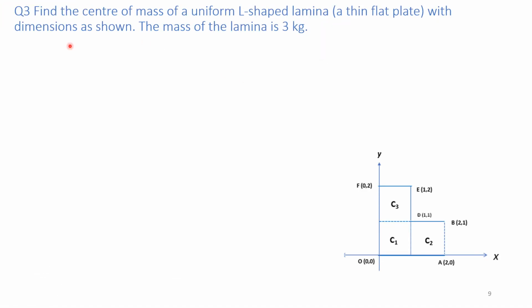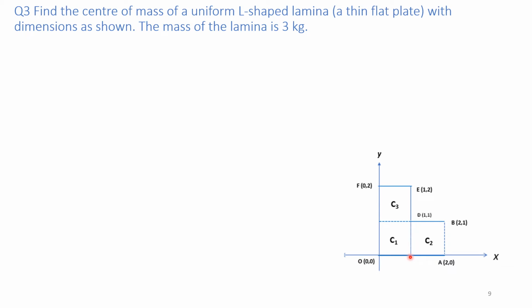Next question. Find the center of mass of a uniform L-shaped lamina, that is, a thin flat plate, with dimensions as shown in the diagram below. The mass of the lamina is 3 kg. Please see the given shape as shown in the figure.